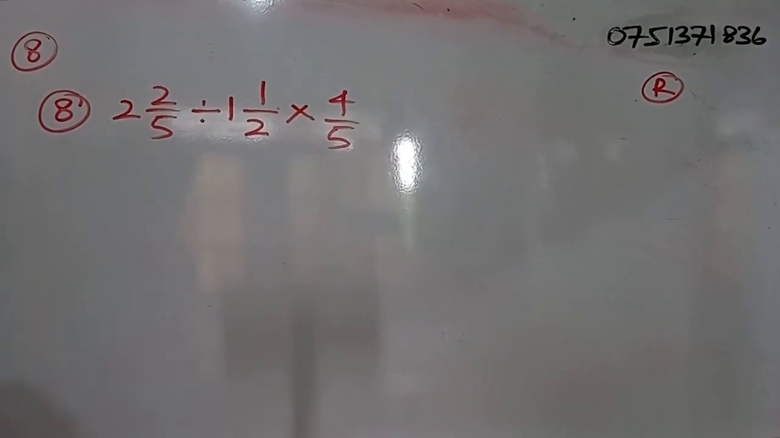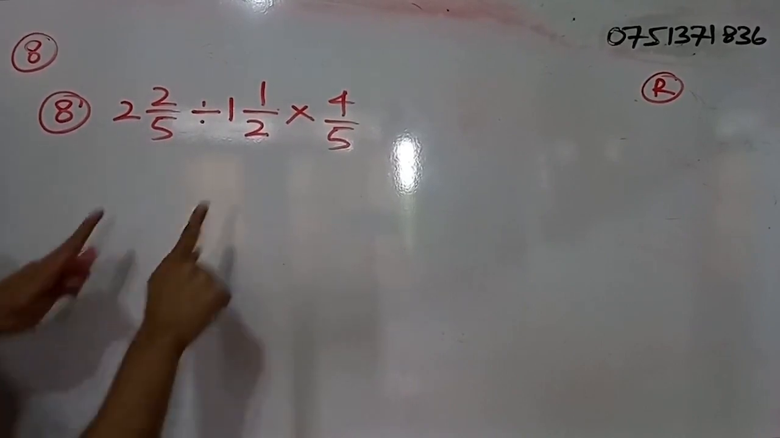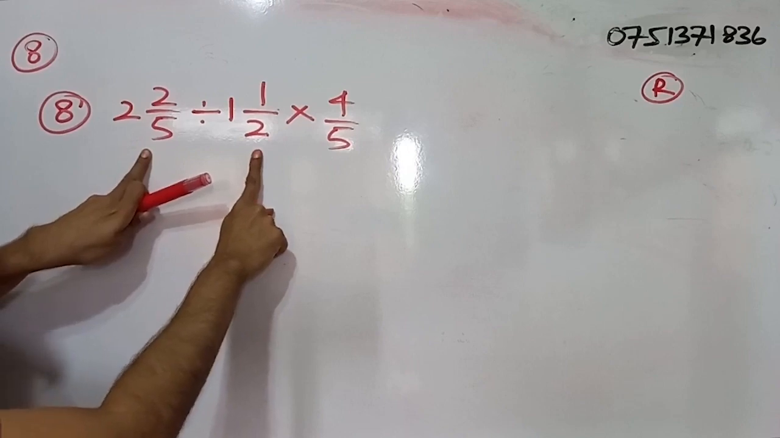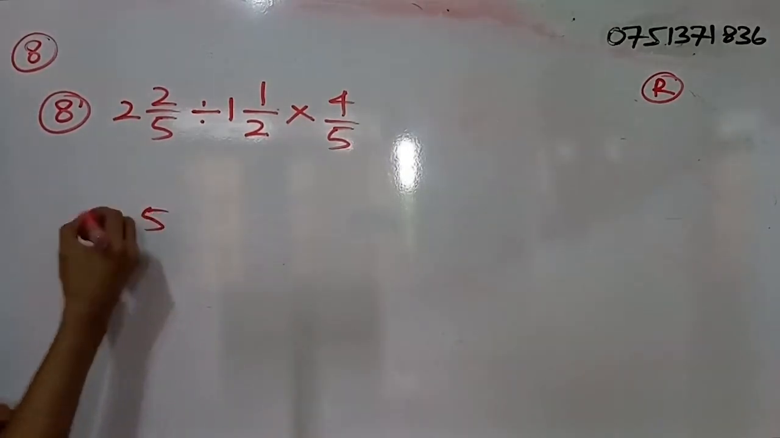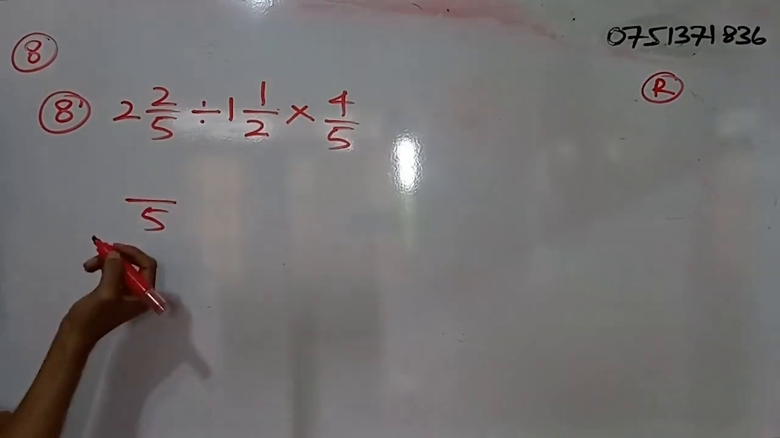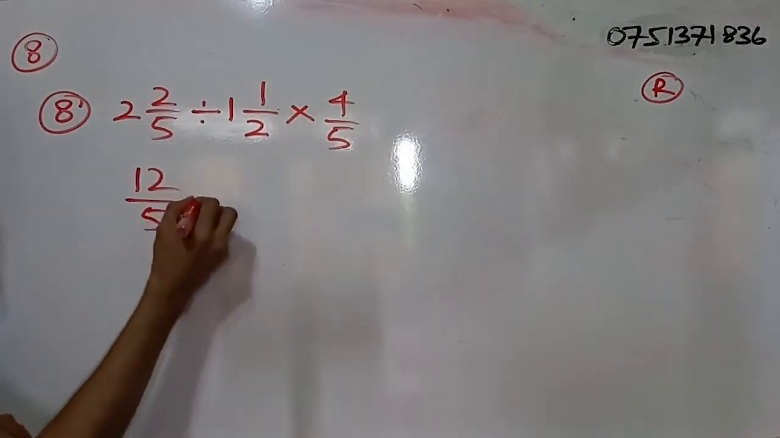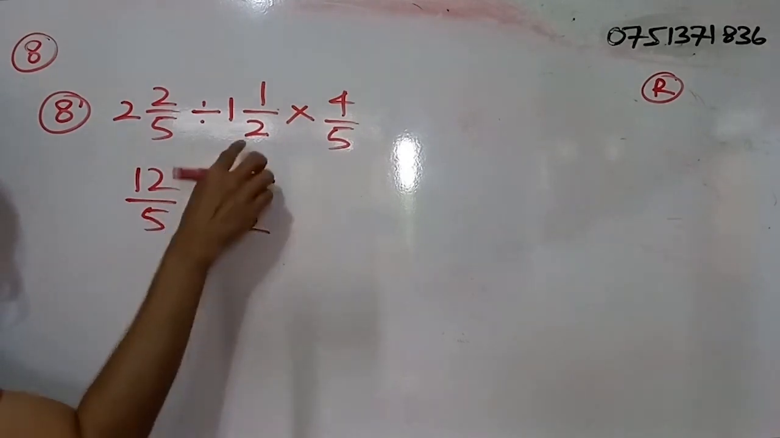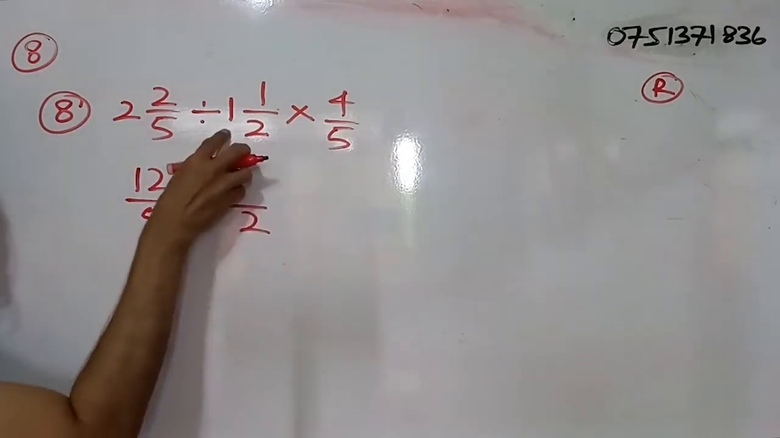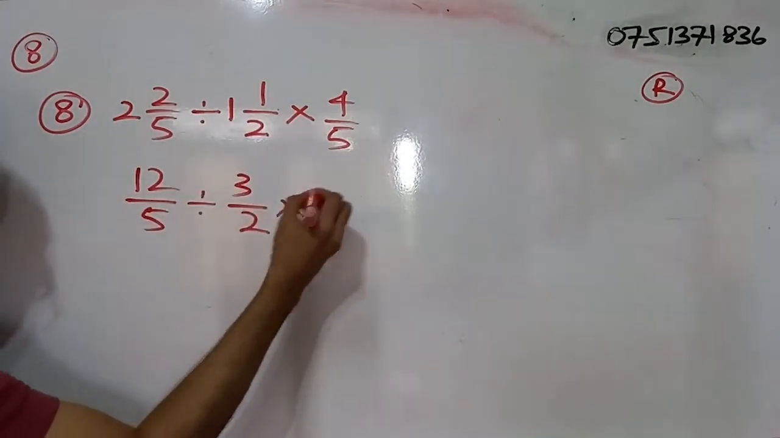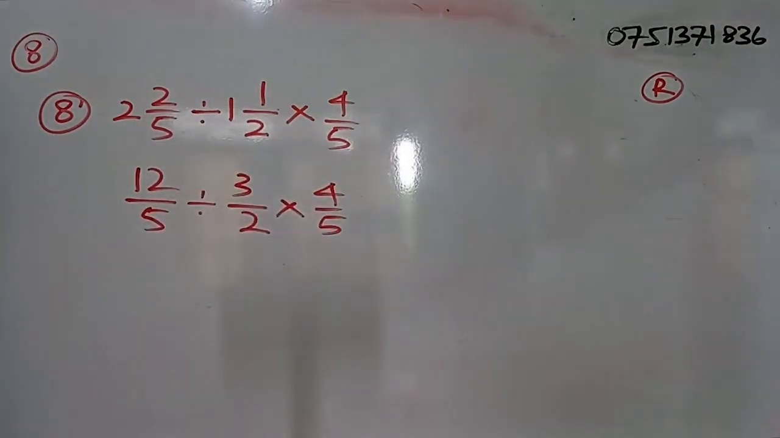First of all, we will convert these two mixed numbers into improper fractions. Here the denominator will be the same and the numerator will be 5 times 2, that is 10, add the 2, this becomes 12. Divide by the denominator, which will be the same: 2 times 1 is 2, add the 1. This becomes 3 by 2, into 4 by 5.